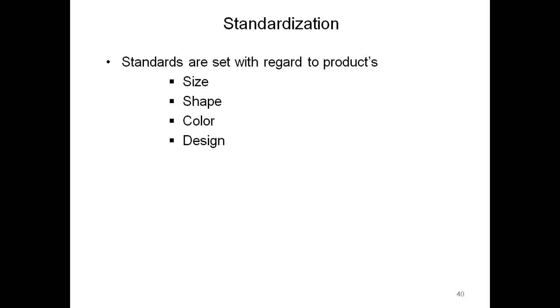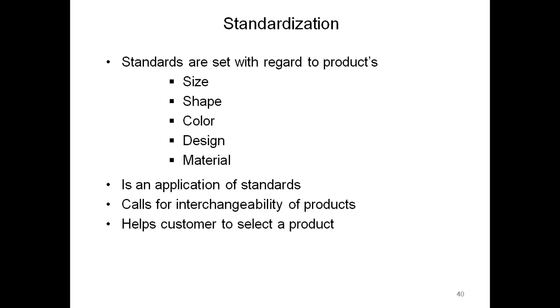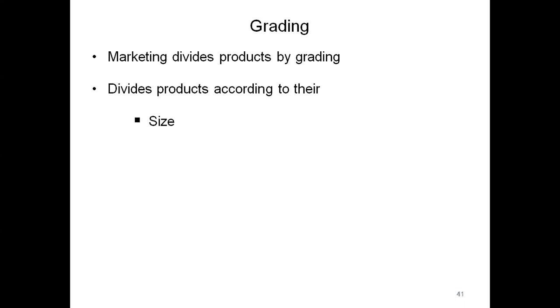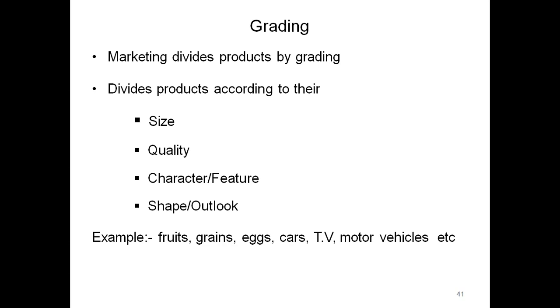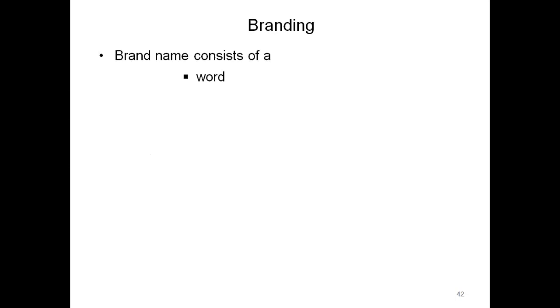Standardization. Standards are set with regard to product size, shape, color, design, and material. It is an application of standards, calls for interchangeability of products, and helps the customer to select a product. Grading. Marketing divides products by grading, according to size, quality, character, feature, shape, and outlook. Example: fruits, grains, eggs, cars, TV, motor vehicles, etc.